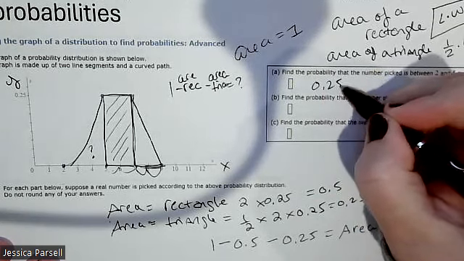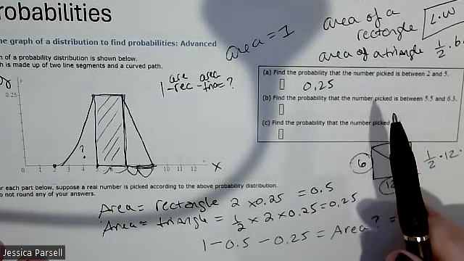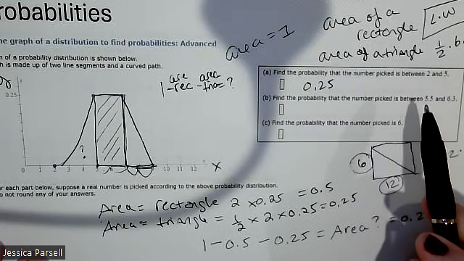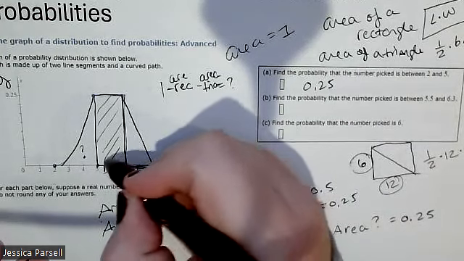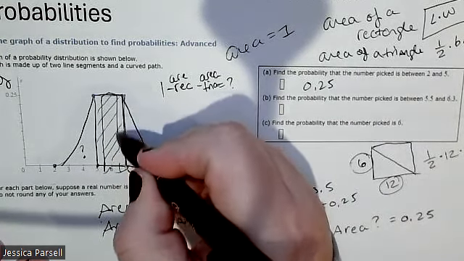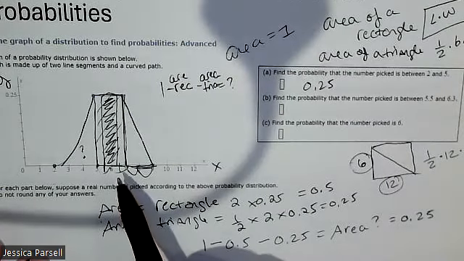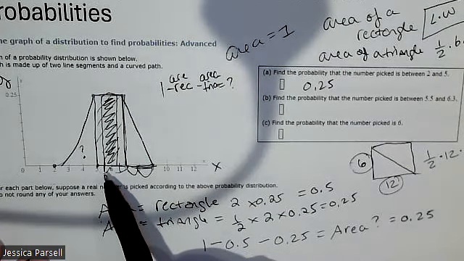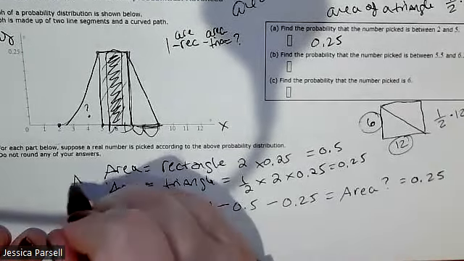All right, so that gets us to part A. Part B, find the probability that the number picked is between 5.5 and 6.3. So now they're talking about somewhere between here and here. So this little slice in here. All right, so now they're wanting to know what's the probability, or that area, that the number picked is between 5.5 and 6.3.